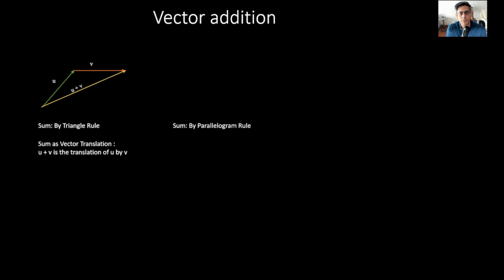The other way of adding vectors is the parallelogram rule, where the vector origins are all coming from the same point, like U and V originating from the same point. In that case, we create a parallelogram and then this diagonal line is U plus V, right? On the other hand, if you are talking from the V side, then V and U gives you V plus U. Therefore, U plus V is equal to V plus U.